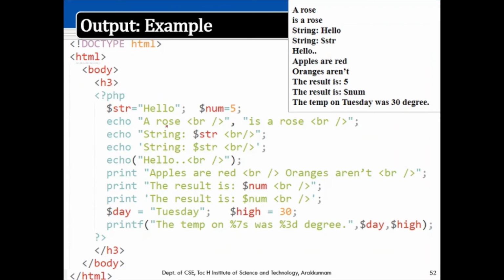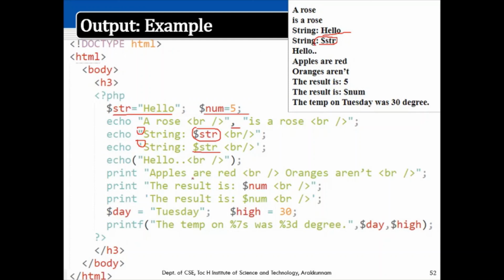So here is an example of the output statements. I have a string hello and a number 5. This is the first method of using echo with more than one parameter. Here echo with a double quoted string, so $str will be replaced. So here $str is replaced as hello. If I use a single quoted string, this $str will not be interpolated. So this is just printed as $str itself.